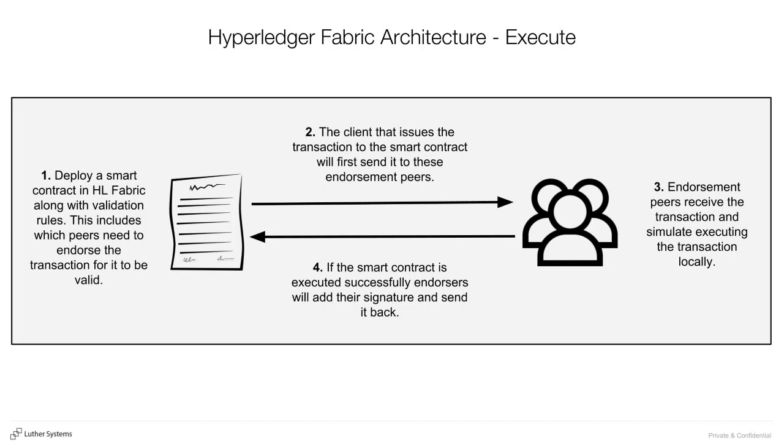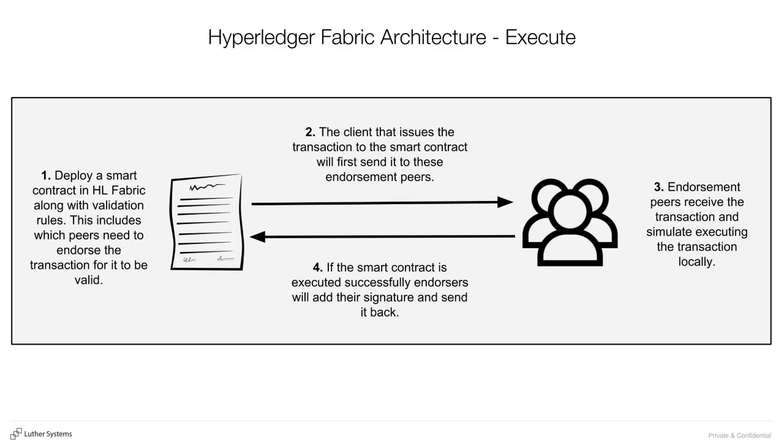The client that issues a transaction will create a transaction and send it to these endorsement peers to get endorsed. This is the execute step in the EOV architecture. The endorsement peers receive this transaction and execute it locally. Now, they don't update their databases yet, because the transaction hasn't ended up in a block and the rest of the network hasn't received the transaction yet. But they simulate the execution locally.